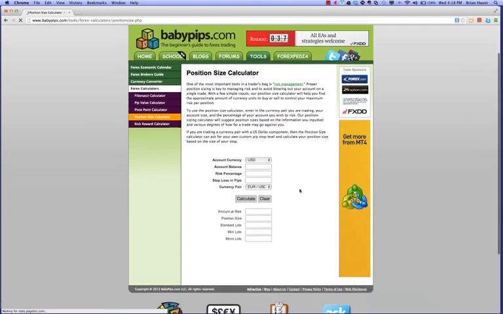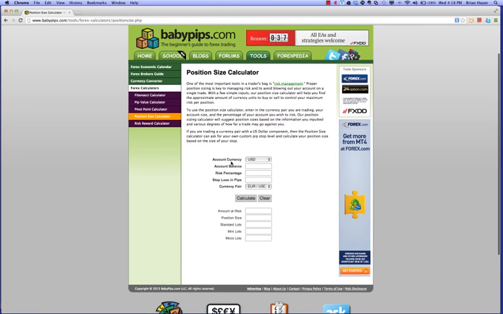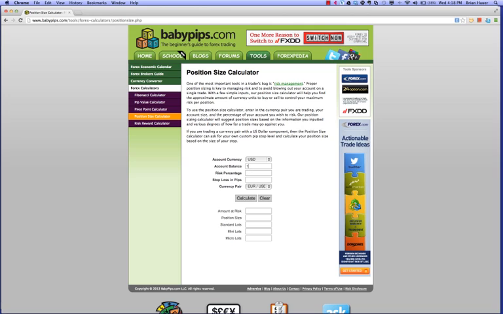Once we're here, we're going to enter our information. Our currency that we're using is the US dollar. Our account balance is $10,000. Our risk percentage is 1%. And our stop loss in pips is the difference between your entry and your exit. Do you remember what that was? 0.0250, which is 250 pips.